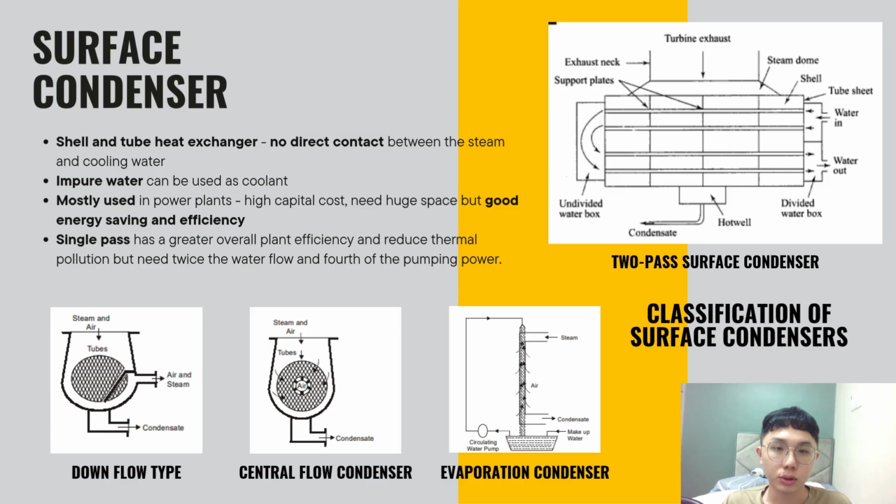Thank you. So today I will present about the surface condenser. The surface condenser is a shell and tube heat exchanger, and there is no direct contact between the steam and cooling water. Thus, the cooling process is done on the surface of the tubes.